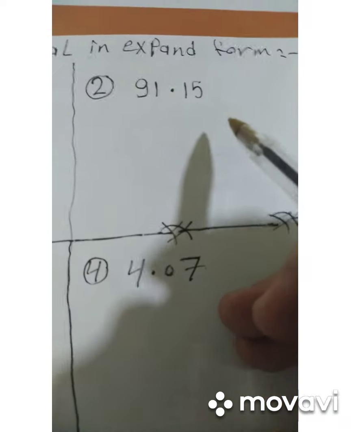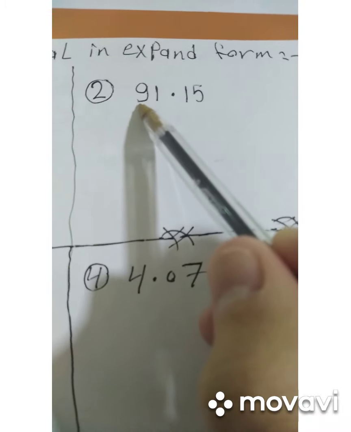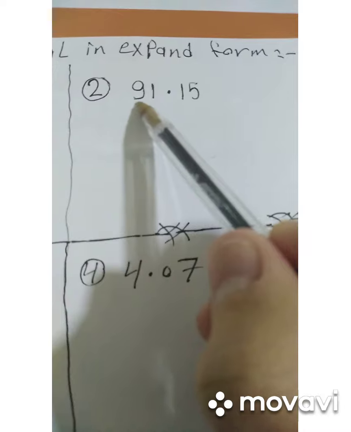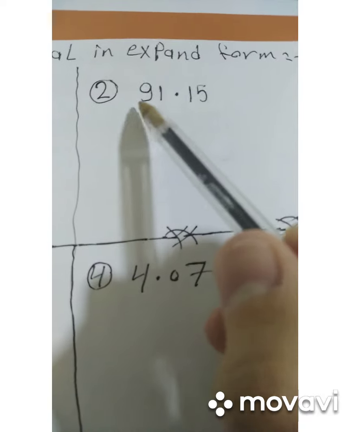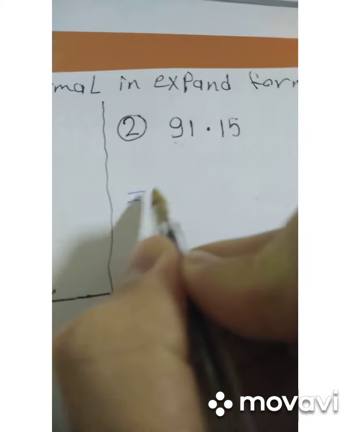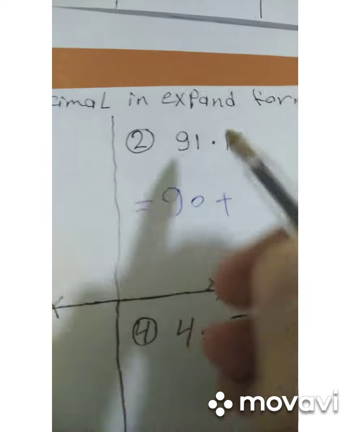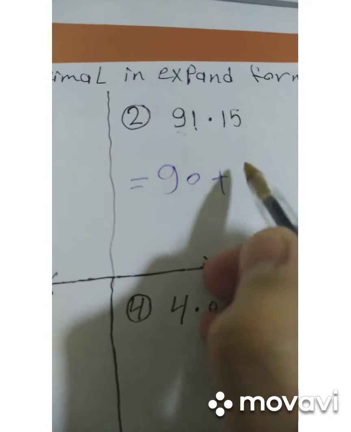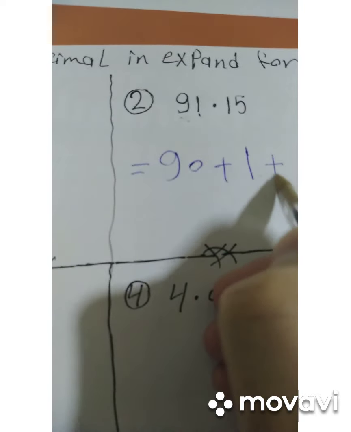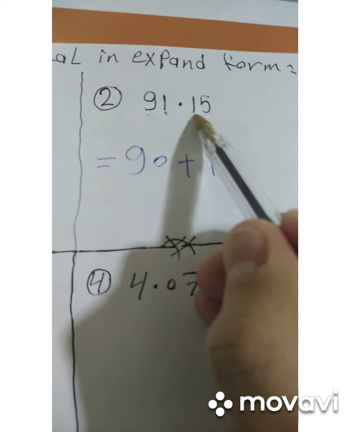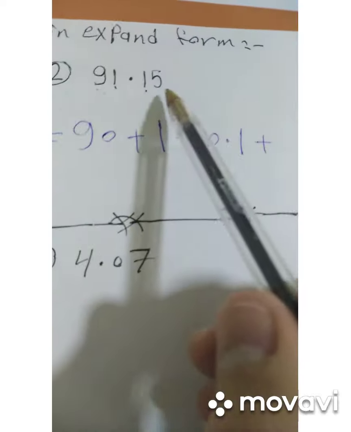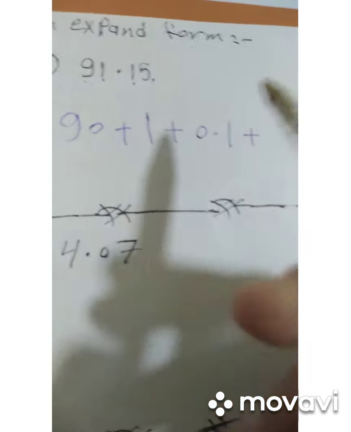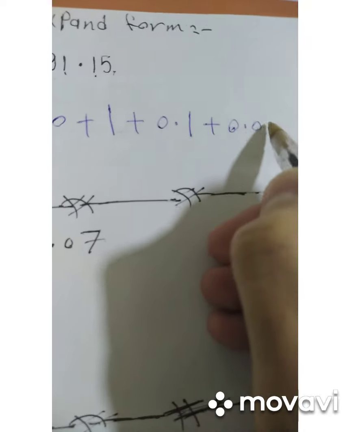Number 2. 91 and 15 hundredths. Start with the whole number. The largest digit is 9, the second digit in the whole number. What is the place of 9? It is tens. So, 9 in tens equals 90. Plus, 1 in ones equals 1. Plus, 1 in tenths, we write it 1 tenth. Plus, 5 in hundredths equals 5 hundredths, 0.05.